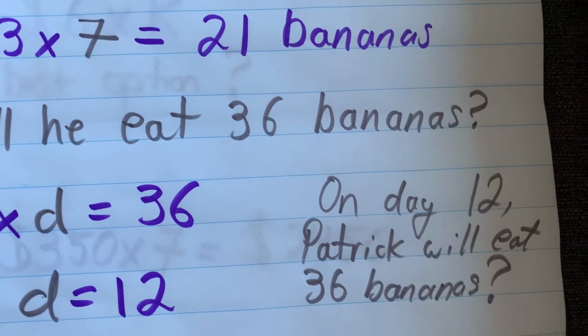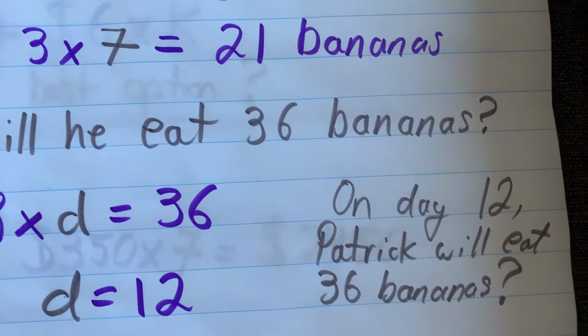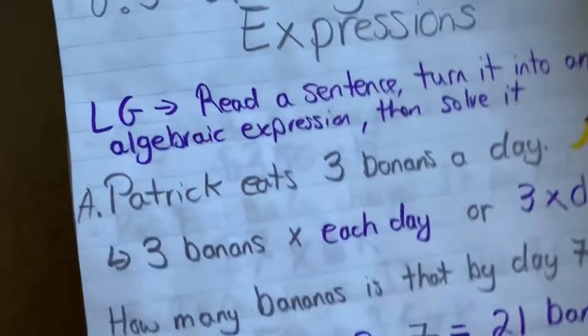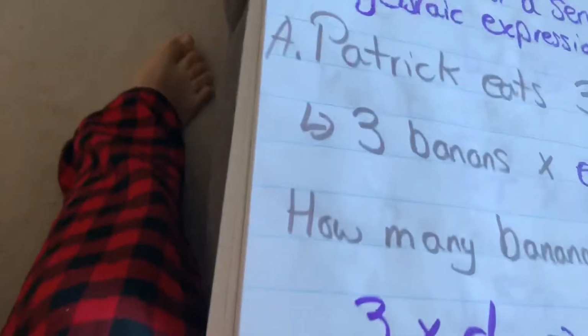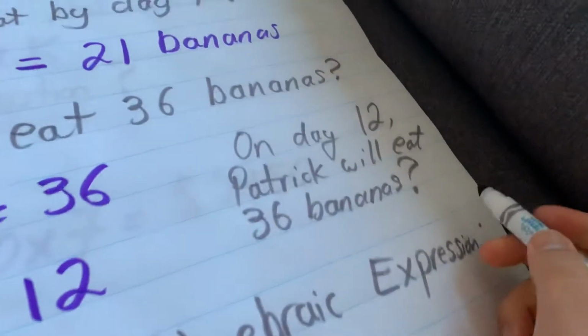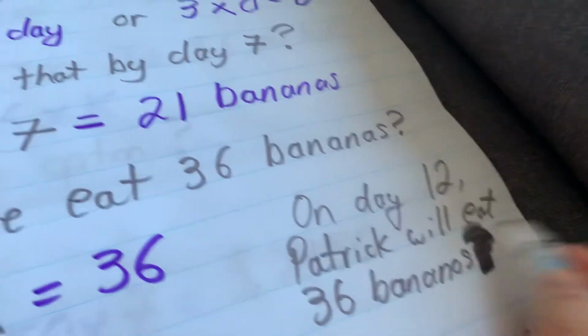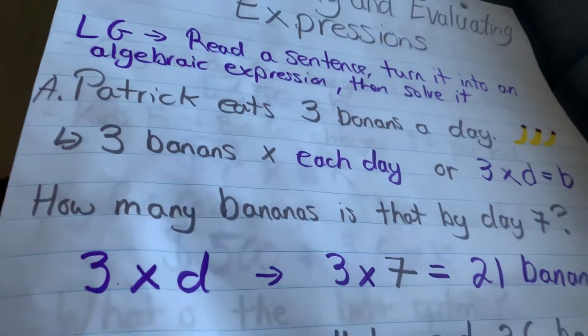I don't know why there's a question mark there. That shouldn't be there, so disregard the question mark. All right? So I've read my sentence, created my algebraic expression, and I've used it to solve. Maybe I meant for an exclamation mark. I'm not sure. All right?